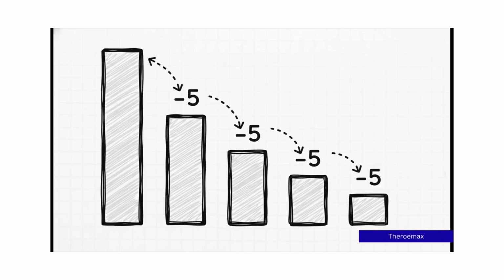But what about this one? Now we've got 100, 95, 90, 85. See? Here, the numbers are going down. We're subtracting 5 each time. So that secret rule can go both ways. It can be adding something, or it can be subtracting something.